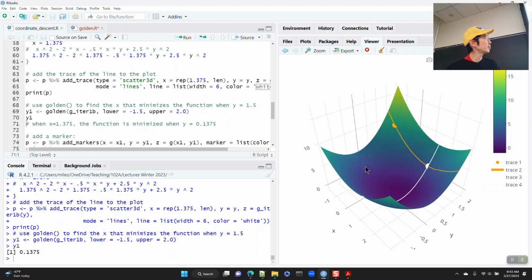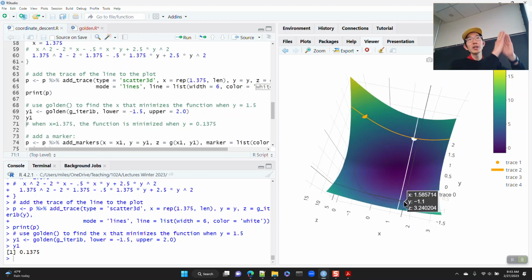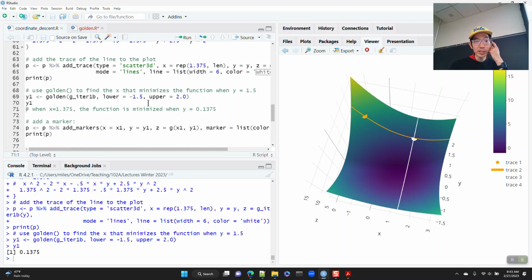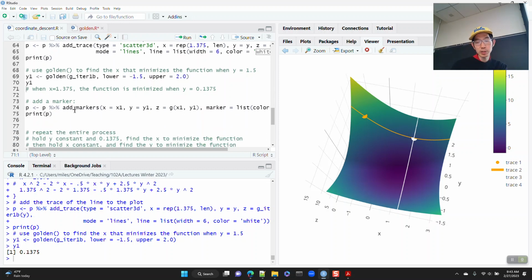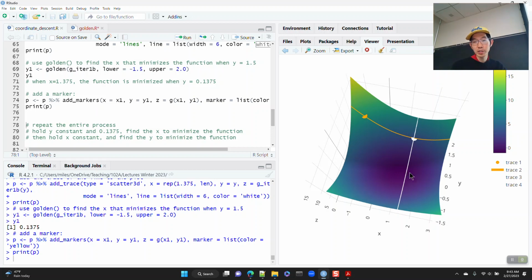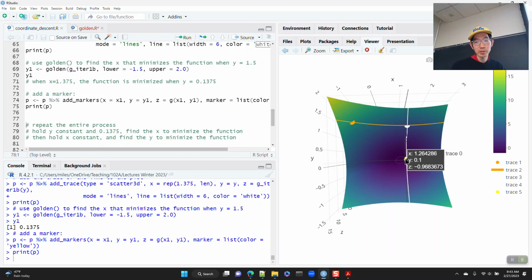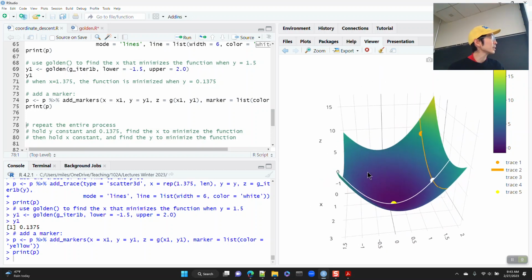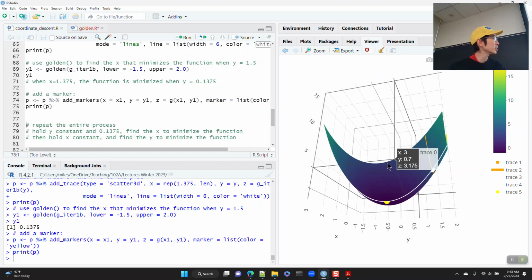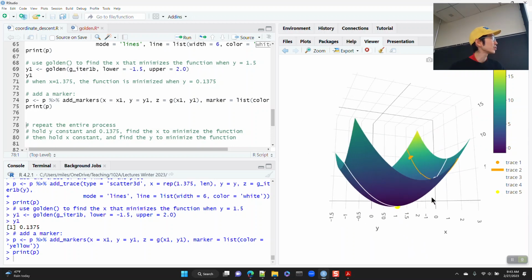Does this kind of make sense, what I'm doing? I'm going from a two-dimensional function, and at each iteration, I'm locking in the other coordinate, allowing only one of the variables to vary, and we minimize one variable at a time. So using that, I'm going to put a marker at y equal to 0.1375, which is this yellow dot right here, at the bottom of this white line.